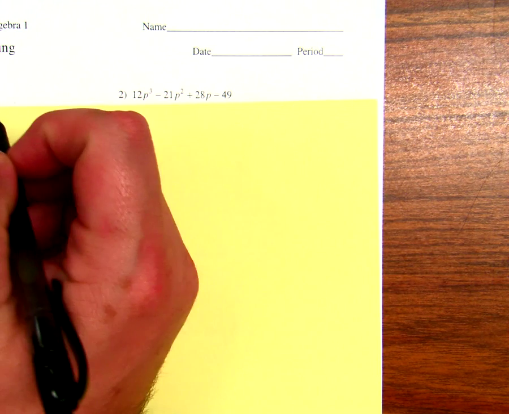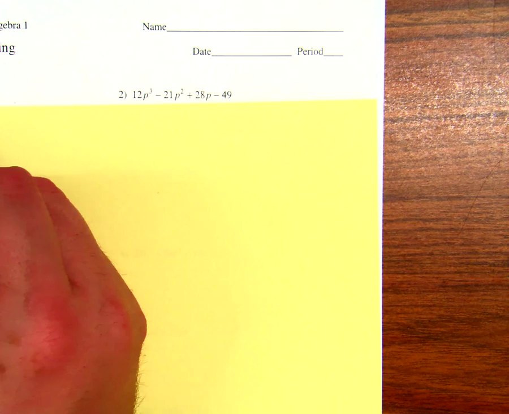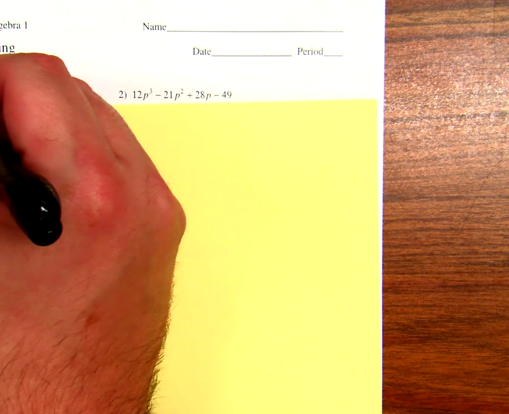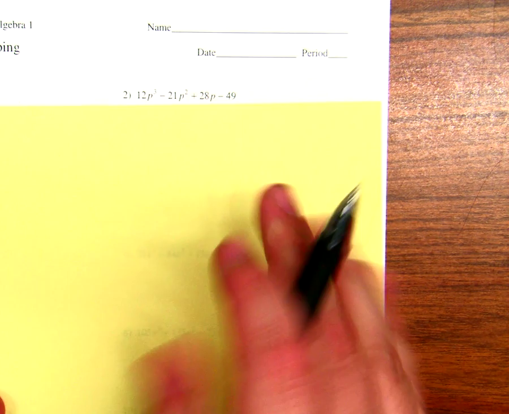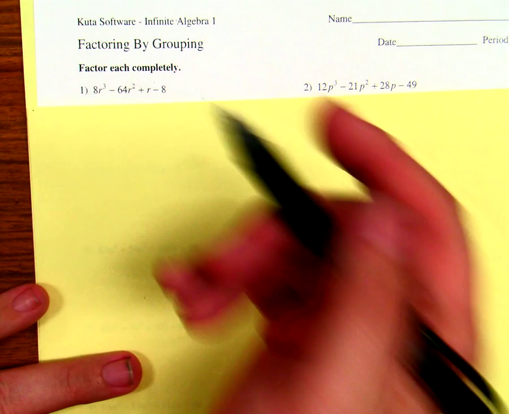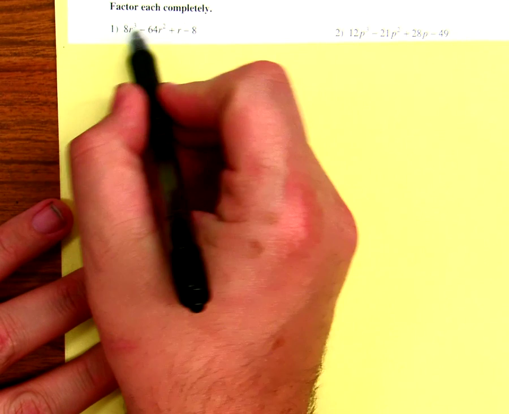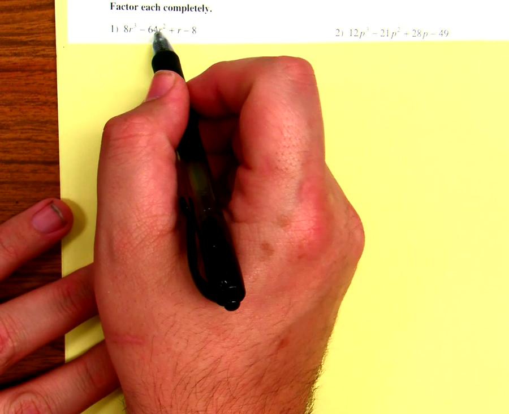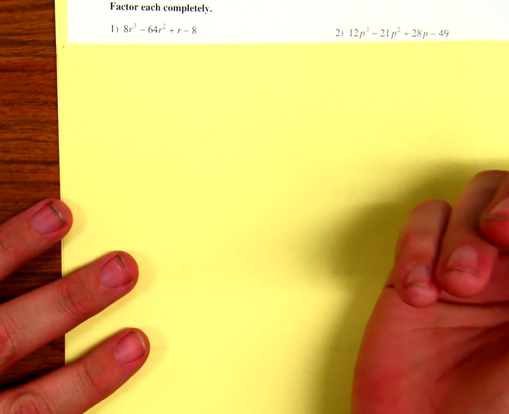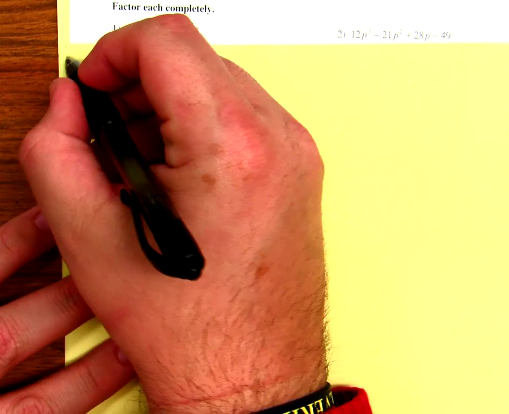First thing you want to do is make sure you put it into standard form. And standard form is going to be r cubed, r squared, r, and negative 8. So we have 8r cubed minus 64r squared plus r minus 8. So first thing, standard form.